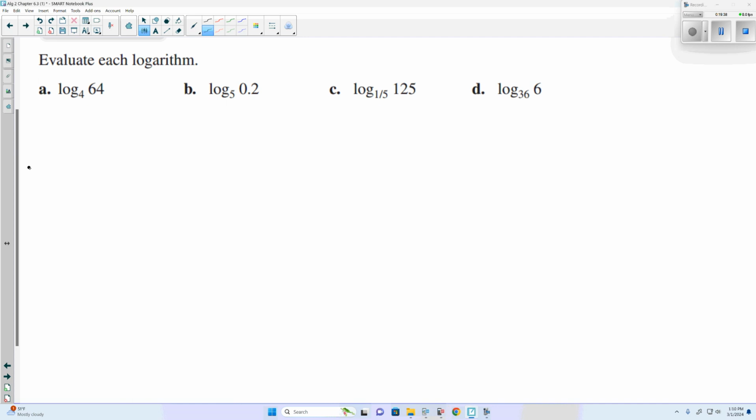Log base 4 of 64. We want to evaluate, we want to see what this equals. Since we don't know what it equals, we'll set it equal to x. And I'm going to rewrite it in exponential form. So this, in exponential form, would be 4 to the x is equal to 64. So we really want to determine what power x would make 4 into 64.